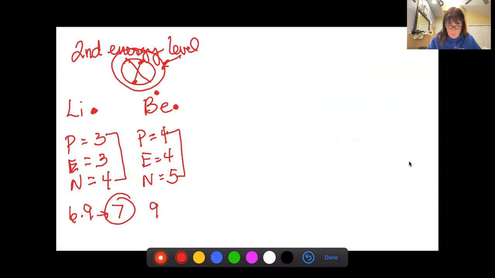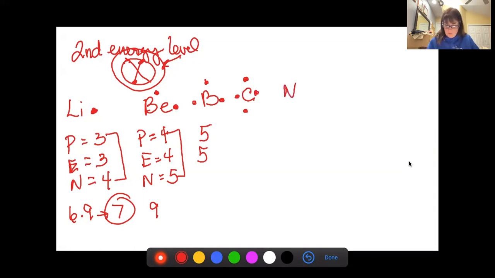And now I'm going to go to boron. Now, you guys should get the hang of this. So boron, I'm not going to do my PENs, right? It should be 5 and 5. So 2 went to the first energy level, so I have 3 left over. And then I have carbon, which we said was 6. Well, I've got 2 in the first energy level, 3, 4. That gives me 6 electrons total. So I have 4 valence electrons.